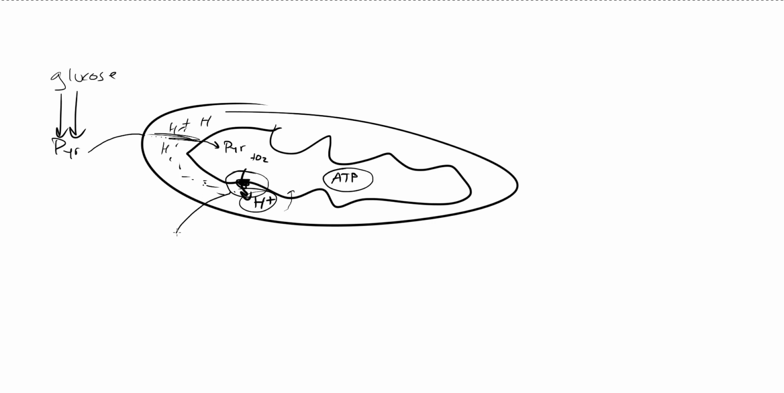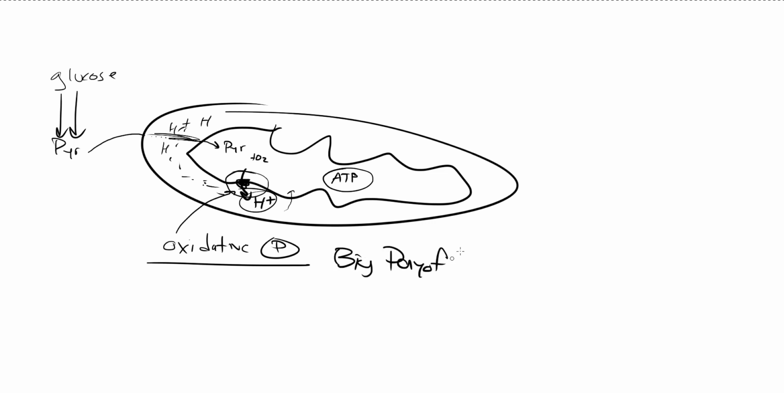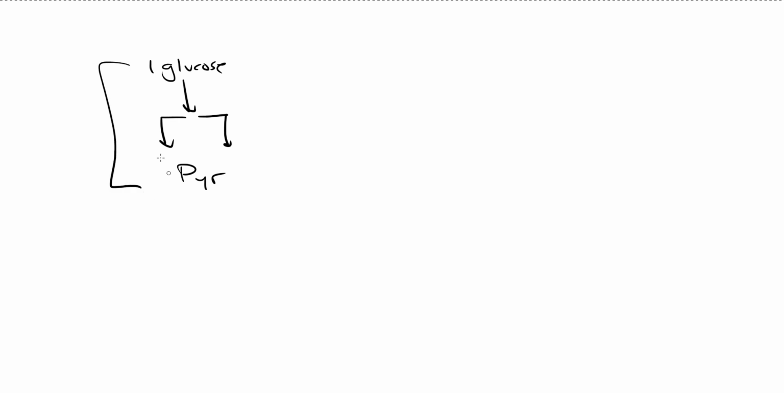Because oxygen is necessary here, this process is called oxidative phosphorylation. And so that's it in a nutshell. The oxidative phosphorylation step is the big payoff. This is where we make the massive amount of ATP. If you think about it, starting with that 1 molecule of glucose, when it breaks down into pyruvate during glycolysis, we make 2 ATPs here.